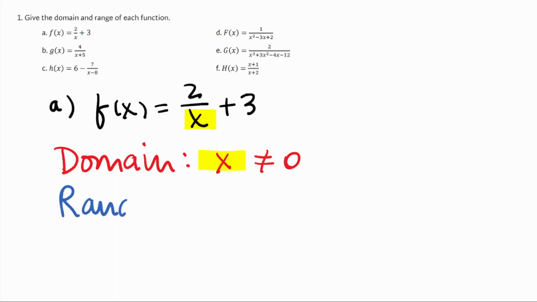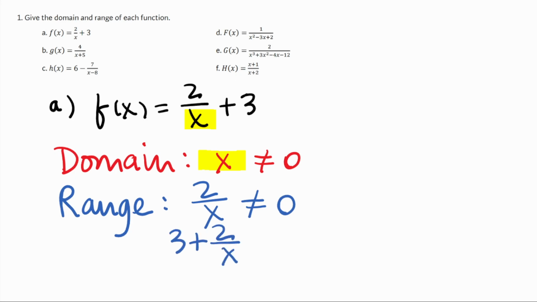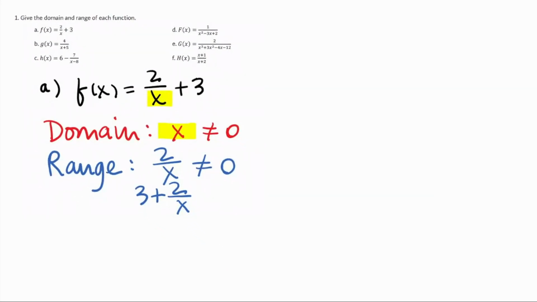And then for range, okay, 2 over x, that's the type of thing that's not going to be able to equal 0 because 2 is not 0, and the only way a fraction can equal 0 is if we have 0 on top and something non-zero on bottom. So 2 over x is the type of object that can't equal 0, and that's what f of x is. Oh, no, it's not. I need to add 3 to that, so 3 plus 2 over x, let me just zoom out a little bit. That can't equal 3 plus 0, and so that would be like saying y can't equal 3. So that's going to be my range.